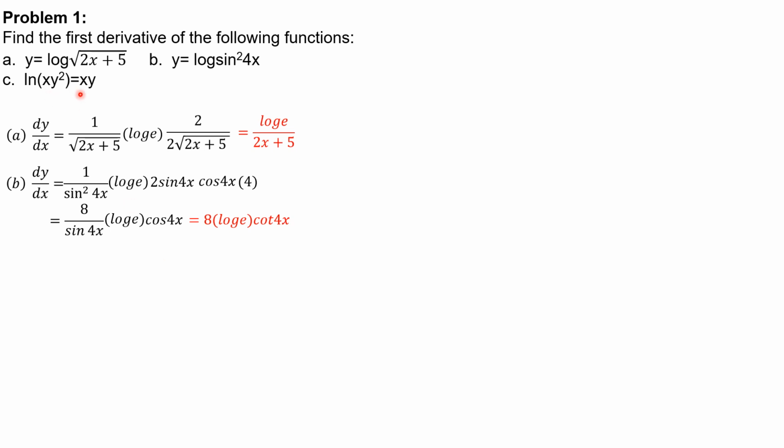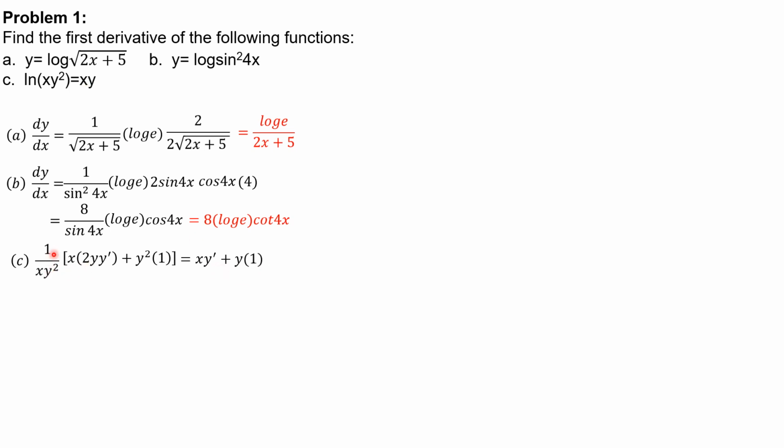For part C, this is implicit functions. So ln, so 1 over xy squared, this is the u. Then the derivative of u with respect to x is the derivative of a product: x times the quantity x times 2y, y prime, then plus the second term y squared times the derivative of x, 1. Then equals the derivative of xy, derivative of a product, which is x times y prime plus y times 1.